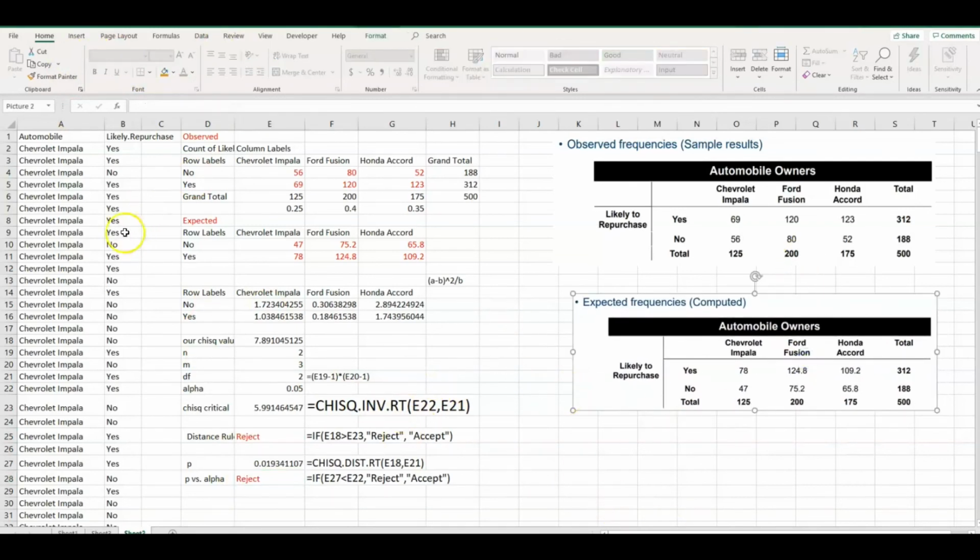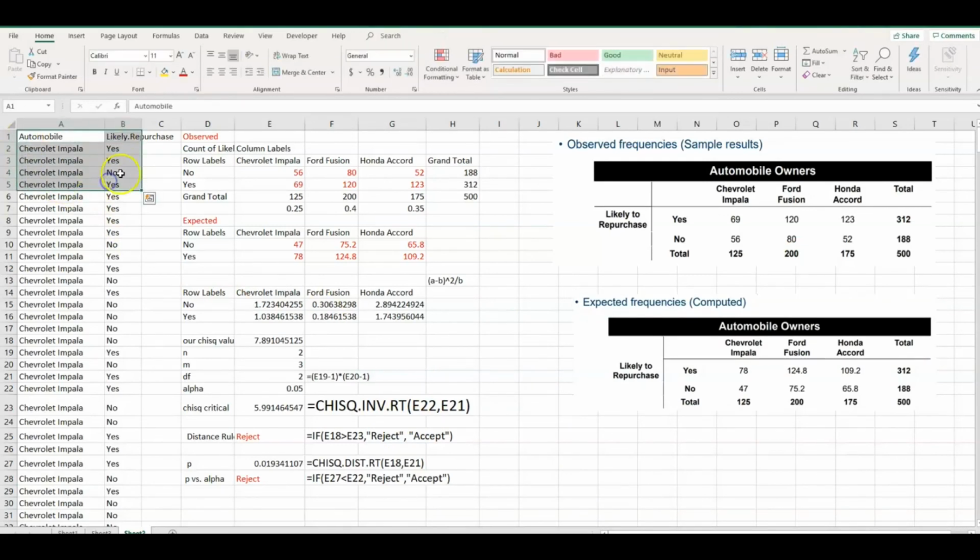Okay, so let me summarize this exercise. First step, we download the data. We have 2 columns. One has 3 types of cars, and the second one is yes or no. Yes is good, we are going to purchase this car again. No is we don't want to purchase the same car next time. Our objective is to test whether this yes/no is the same across different categories.